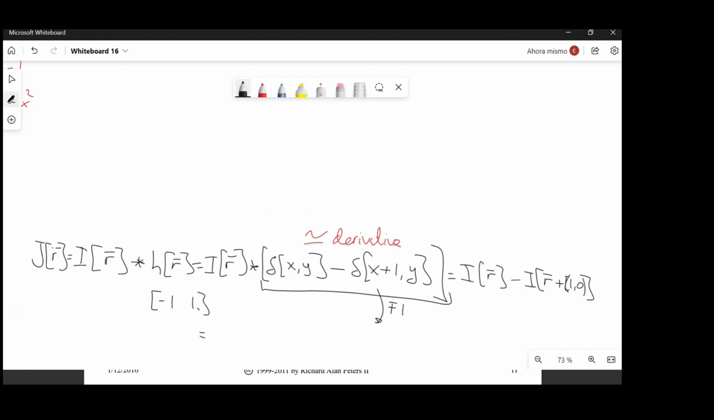Is that fine? So this is my original image and then my shifted image. Okay, good. And this is a kind of derivative. But now I can construct a new image. Let's call it U. So I will have the image U that will be the original plus my derivative. Then I have I plus I, that is 2I, and then the shift.